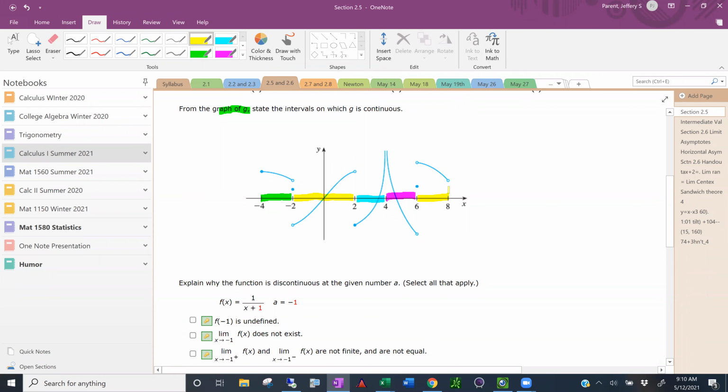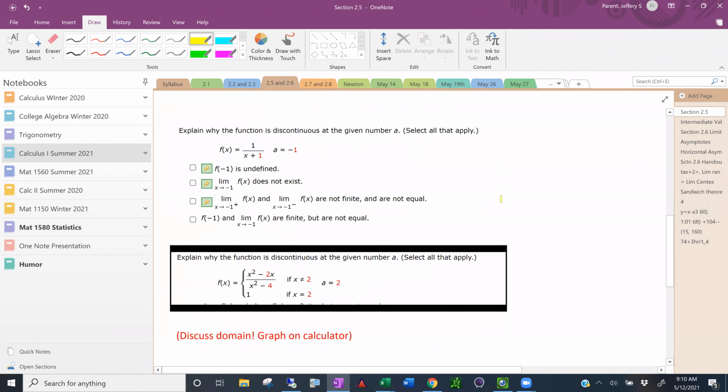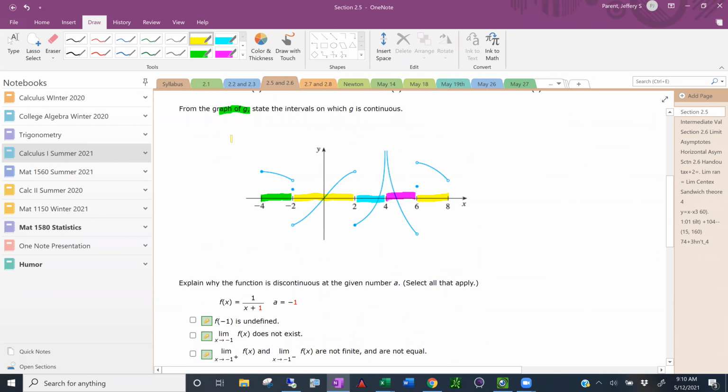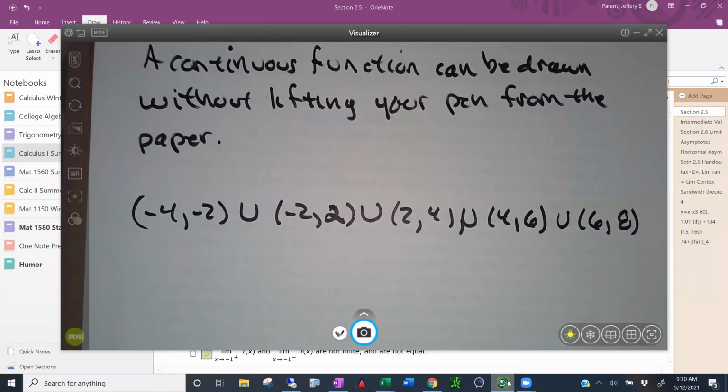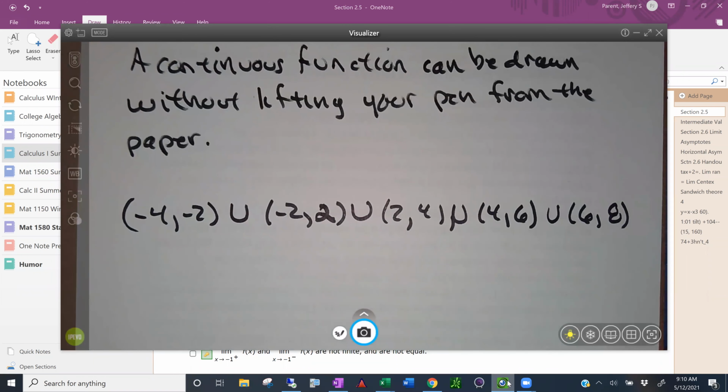Now it has some jump discontinuities and an infinite discontinuity in between all these, but there are a lot of intervals where this function is nice and well behaved, nice and smooth. So we're okay with that one. The final answer on that would look something like this.